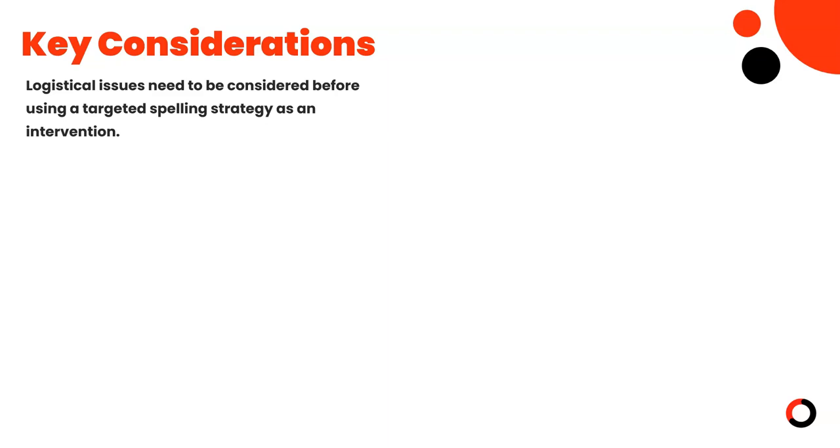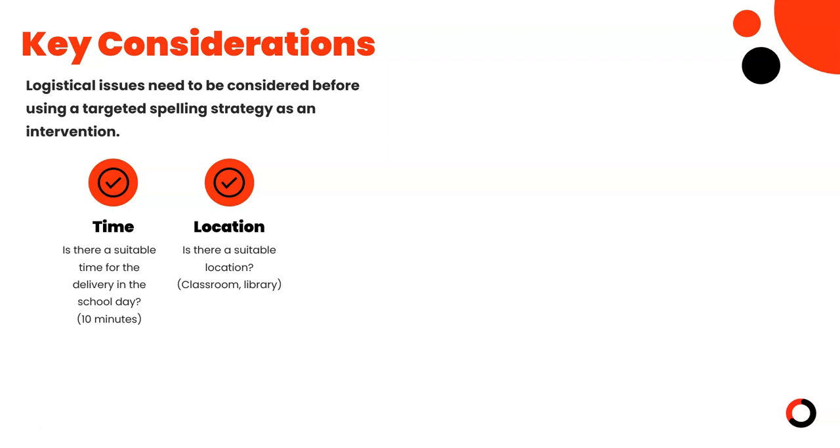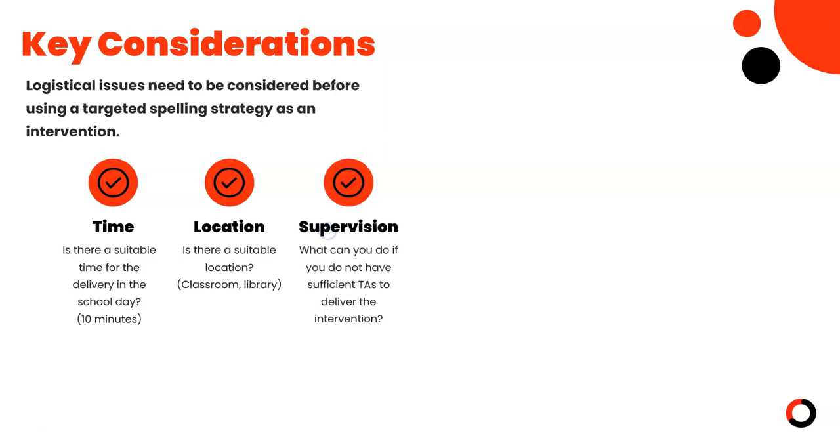So key considerations. Logistical issues need to be considered before using a targeted spelling strategy as an intervention. Is there a suitable time of the day? Is there a suitable location? Supervision: what can you do if you do not have sufficient TAs to deliver the intervention? Could it potentially be class level?